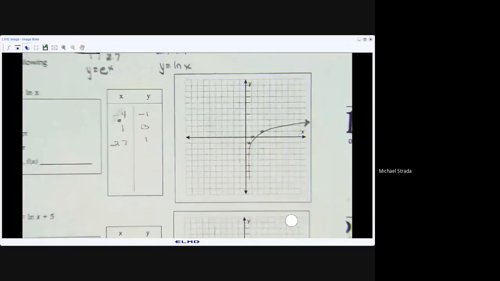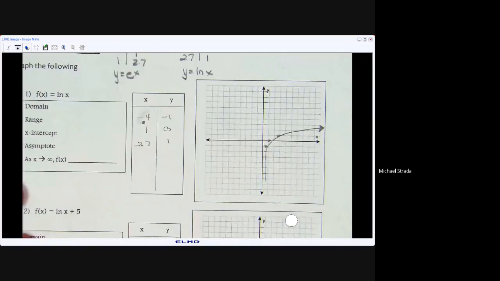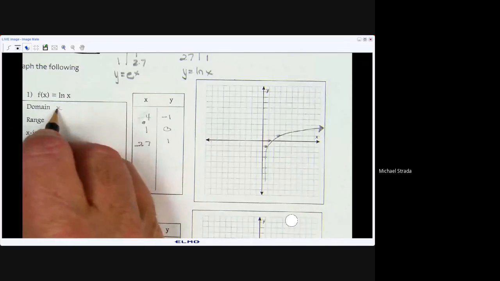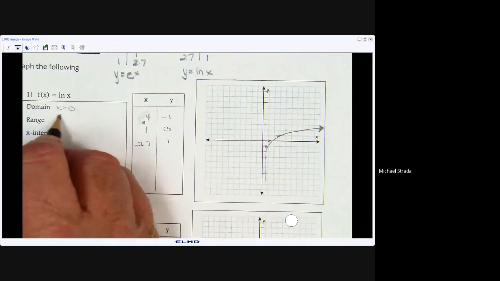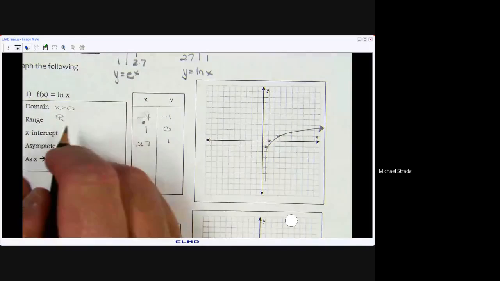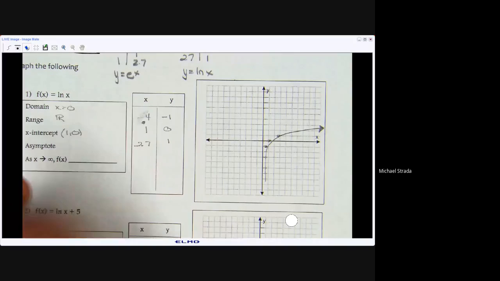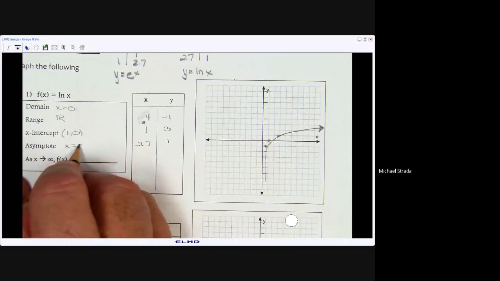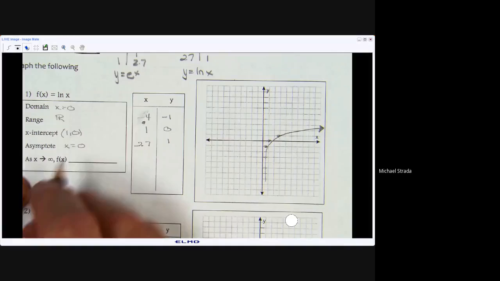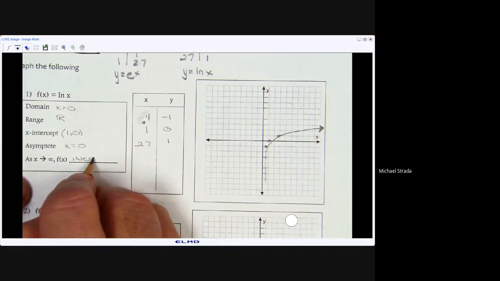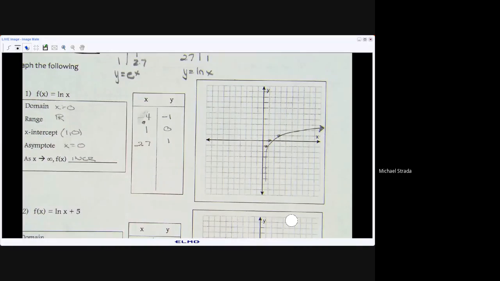General shape of our curve. The domain, x is greater than 0, range all real numbers. X-intercept is given to us, 1, 0, so we can throw it down. X equals 0 is our asymptote. And f of x increases, all right, as x approaches infinity.